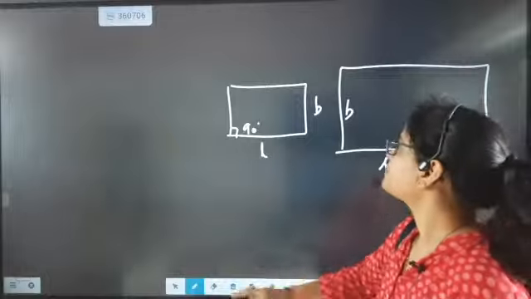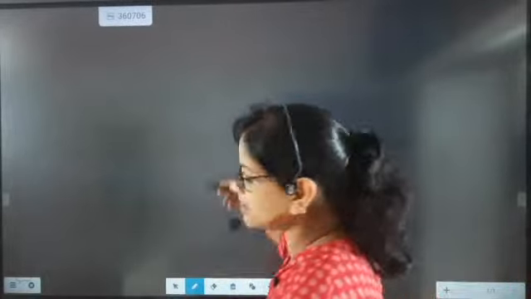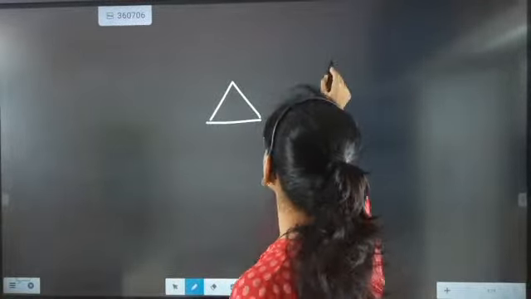So now beta, let's see how well we have understood the section. Now come on, tell me, two triangles are given.